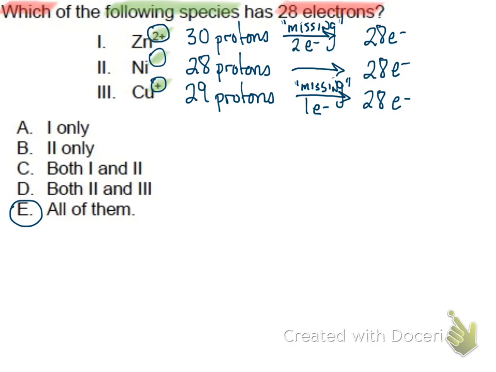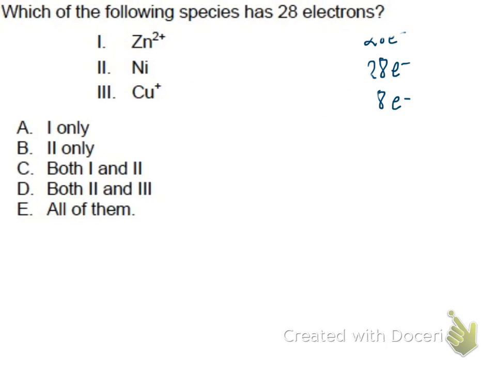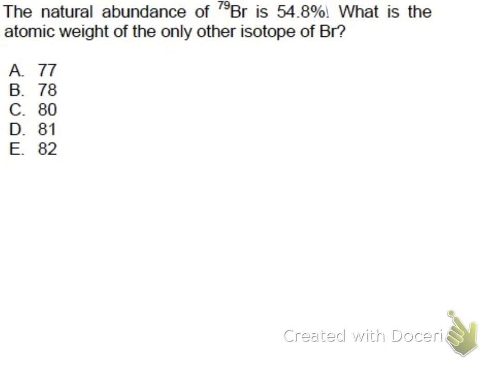Now, let's move on to the next problem. Again, we can start this problem by deciding what we're being asked for and what information we're being given. So, let's figure this out. What we're being asked for is again fairly easy to decide. What is the atomic weight of another isotope of bromine given the natural abundance of one of the isotopes of bromine? Alright, so we're given some information about bromine.